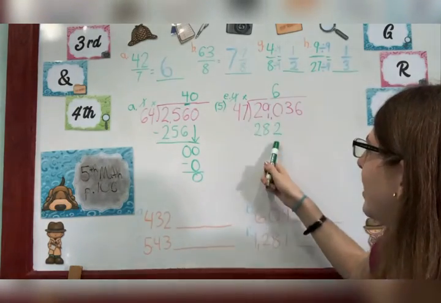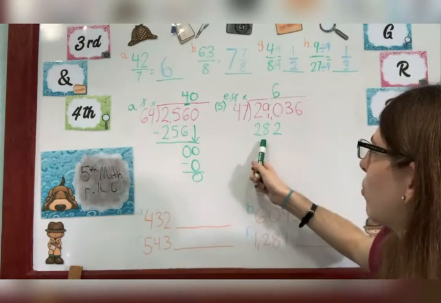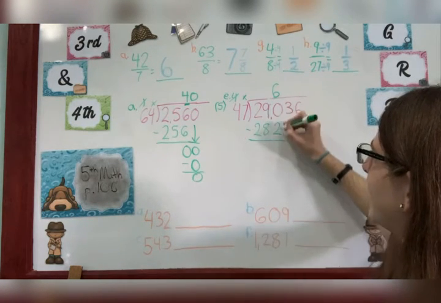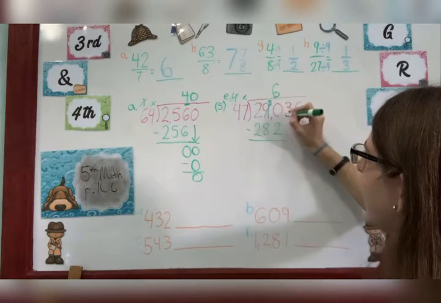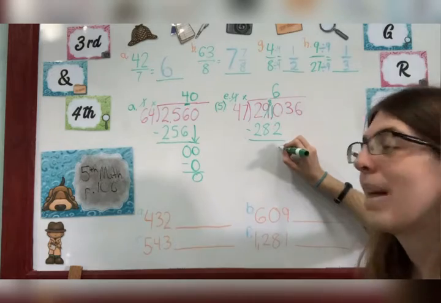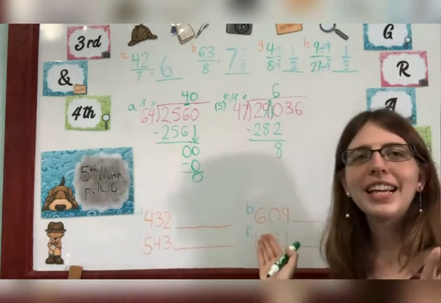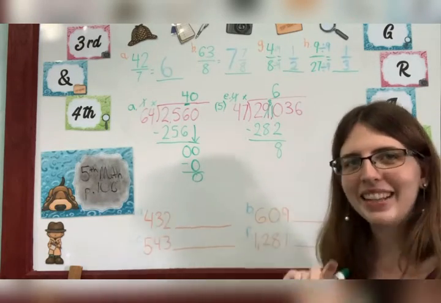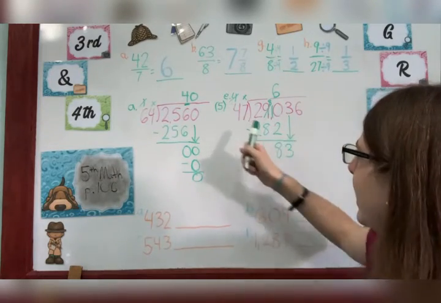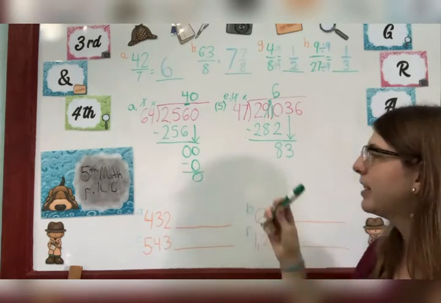So 6 times 7 is 42. Carry my 4. 6 times 4 is 24, plus 4 is 28. Now I can subtract, okay? I still have to borrow. So this is an 8, and this is now a 10. 10 minus 2 is 8. 8 minus 8 is 0. 2 minus 2 is 0. Is 8 less than 47? Yes. So now I can bring down my 3. 47 into 83. Again, we're going to estimate with a 5. How many times could 5 go into 8?